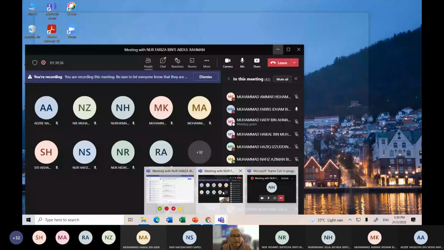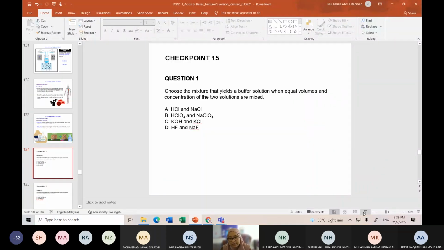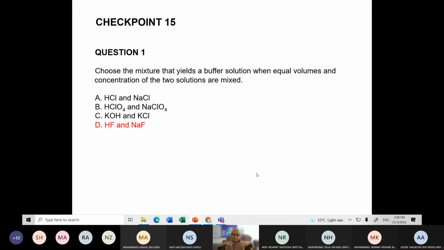Okay. That's enough for now. Okay. Let's check the answer. The answer will be D, guys. Okay. So, you are going to come back to the definition. The definition of buffer. It says choose a mixture that yields a buffer solution when equal volumes and concentration of the two solutions are mixed. When we mix the two, which produces a buffer solution.